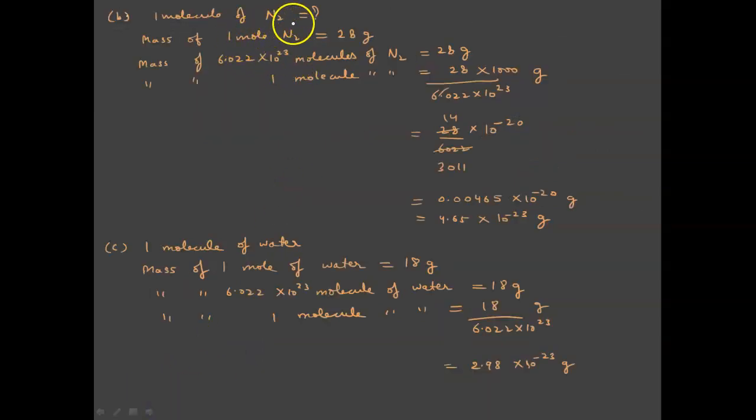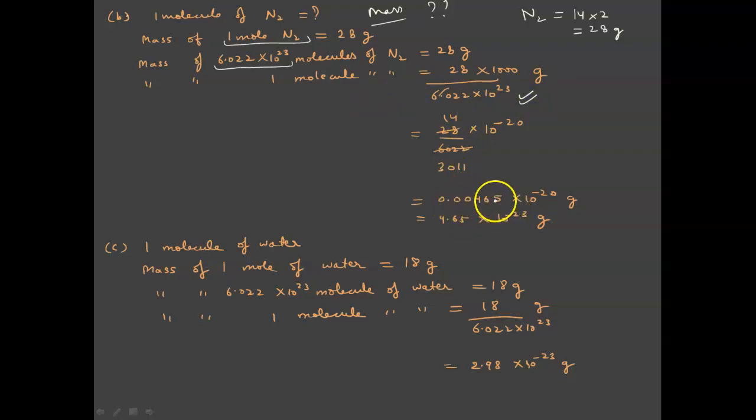Now, what is the mass of 1 molecule of N2? We have to calculate the mass. What we know is that 1 mole of N2 equals 28 grams. How? N2 is the mass of nitrogen 14 into 2, which is 28 grams. This is the molecular mass. So 1 mole equals the molecular mass, that is 28 gram. Now what is 1 mole? 6.022 into 10 to the power 23, so that is 28 gram. Now we have to calculate for 1, that is for less, so it goes into the denominator.